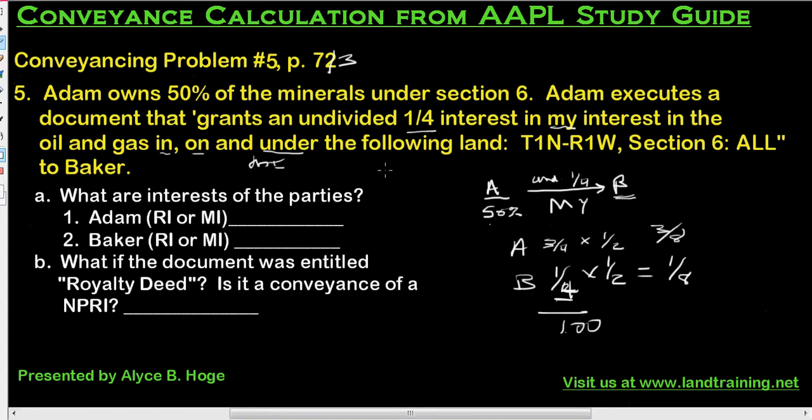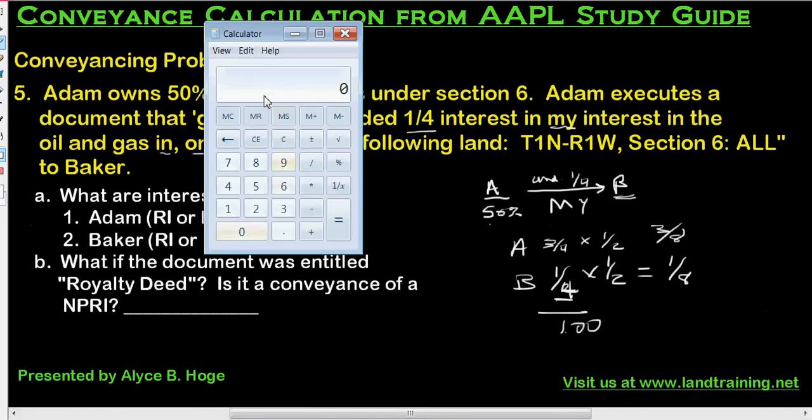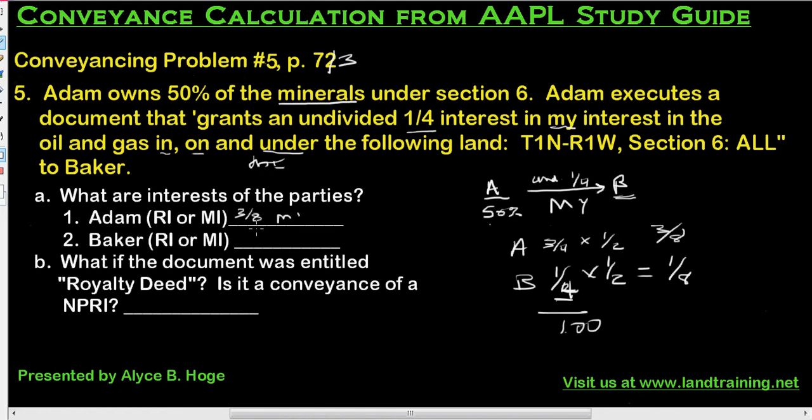Okay, so what are the interests of the parties? Adam, does he have a royalty interest or a mineral interest? Well, it tells us right up front, this is a mineral interest. So he has a 3/8 mineral interest. If we want to do the math on that, we would just go 3 divided by 8. That would give us a decimal of 0.375. So his interest would be a 0.375 mineral interest.